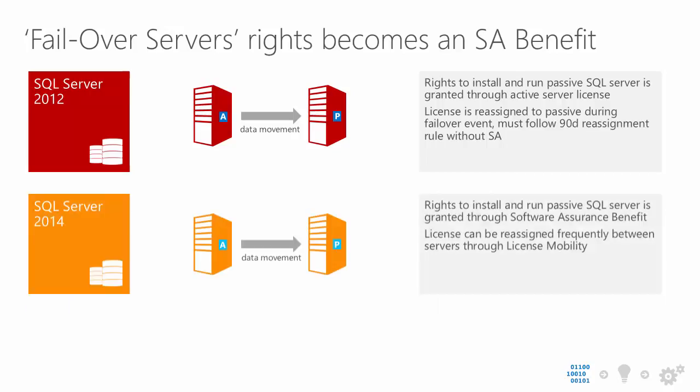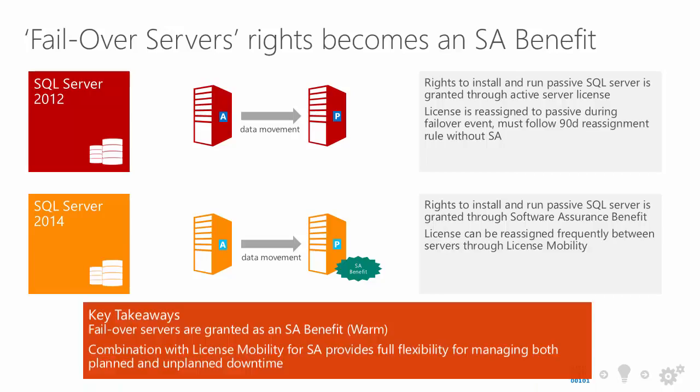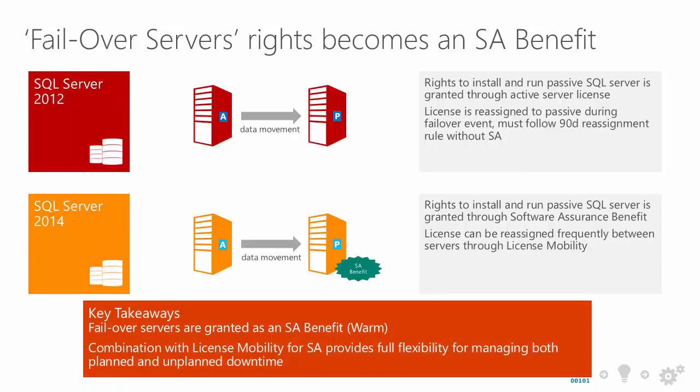With SQL Server 2014, the failover server is granted through a software assurance benefit. Combined with license mobility within a server farm, which is also an SA benefit, we are enabling customers to have full flexibility to manage their high availability environments for both planned and unplanned downtime. This addresses a big gap customers had with the 90-day rule, where they had to remain on the secondary server for 90 days before they could fail back to the primary active server in the event of a failover.